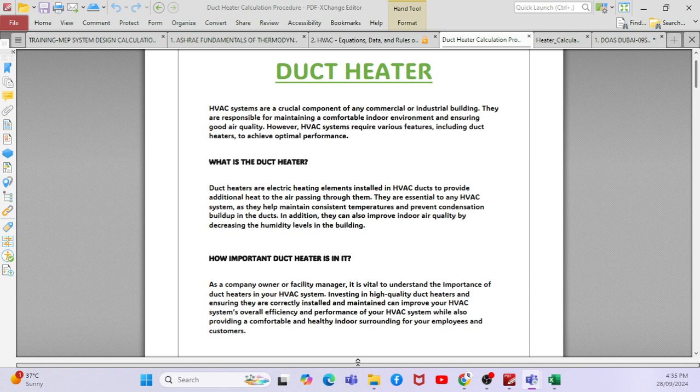That means that particular electric heater will be connected to the BMS, and it will be controlled depending on the BMS. When the temperature is less than the required temperature, the duct heater will switch on. When it achieves the temperature, the duct heater will be off. Clear, right? Understood. I think I understood.